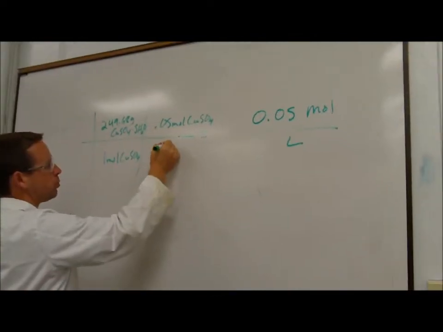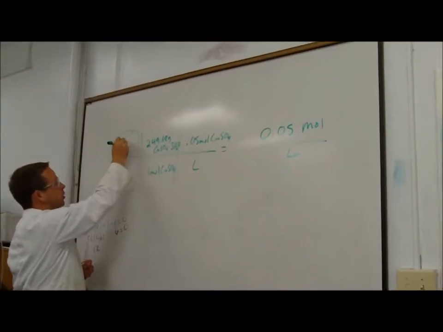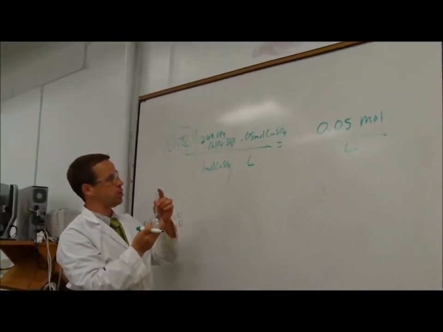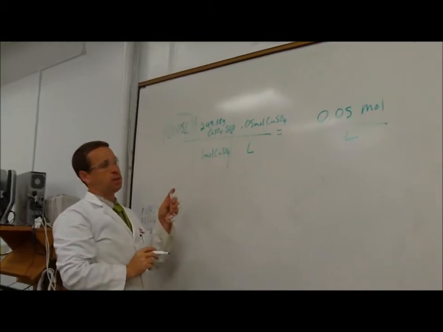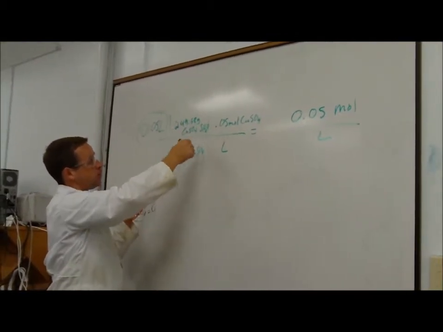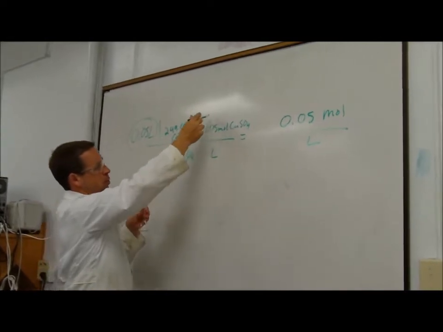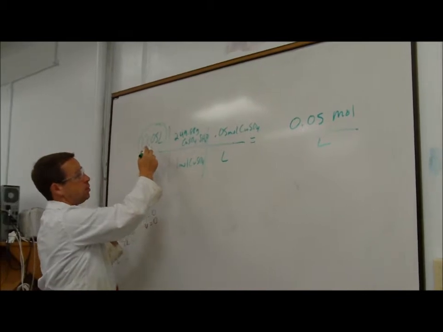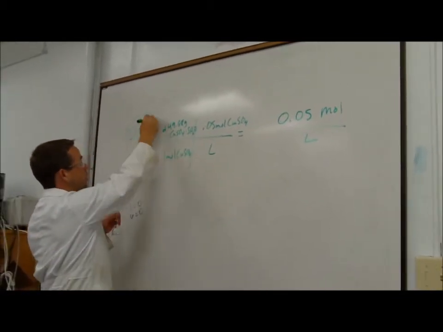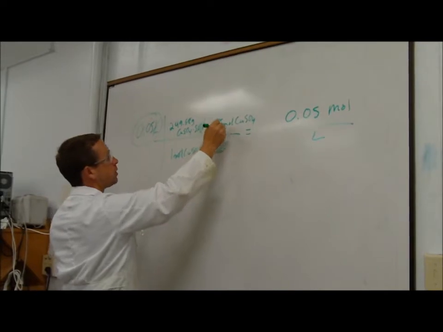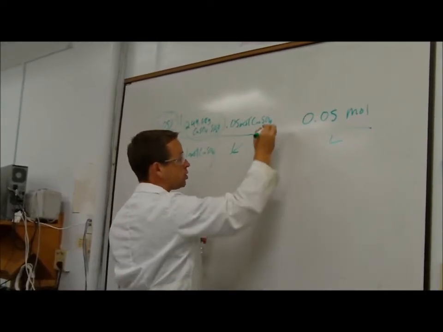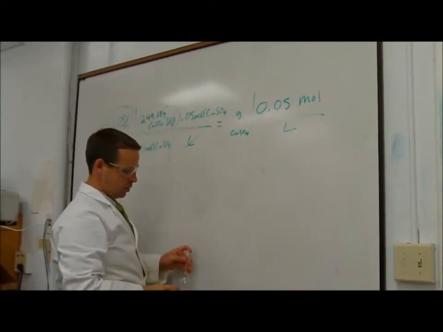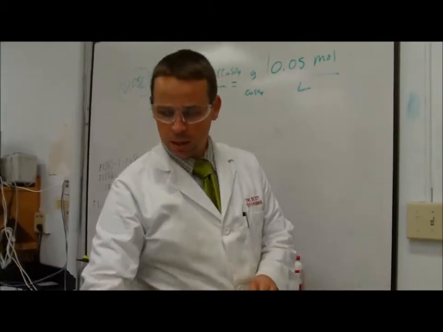All right. 0.05 moles for every liter, because that is what my volumetric flask can hold. So I'm making my solution. So I want 0.05 liters. This is how many grams I need for every mole of the stuff, and this is how many moles of the copper sulfate I want for every liter. So if I multiply this out, liters cancel out, moles cancel out, and I'm going to be left with grams. So this is going to tell me how many grams of copper sulfate I need to weigh out.